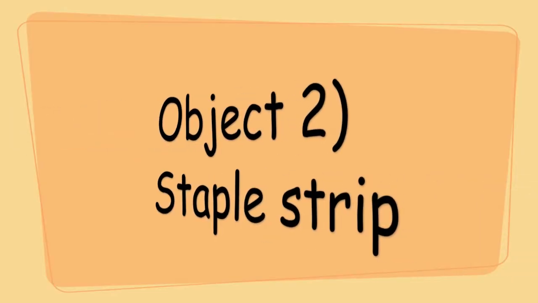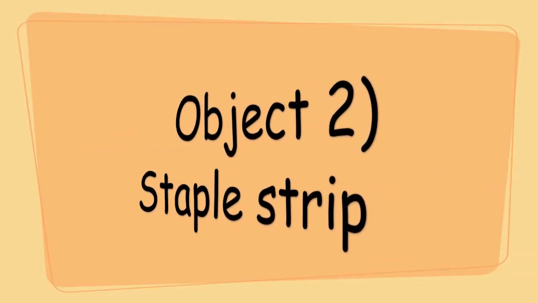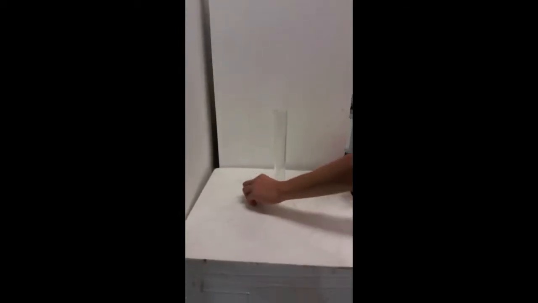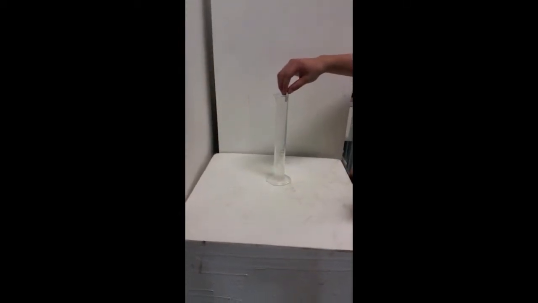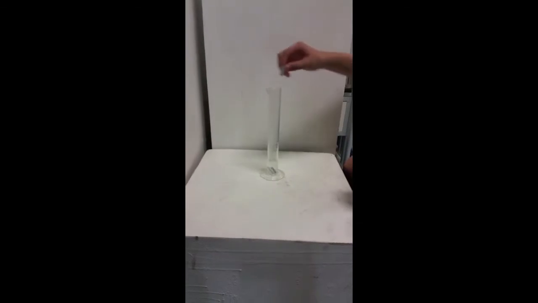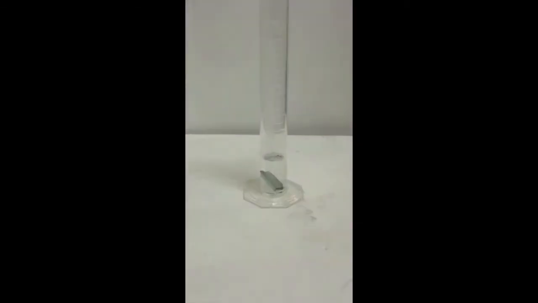Next, we will be measuring the density of a staple strip. To find the volume of the staple strip, we will be using the displacement method. Add 20 cm3 of water and set it as volume 1 in the measuring cylinder. Next, add in 6 staple strips into the measuring cylinder and record volume 2.